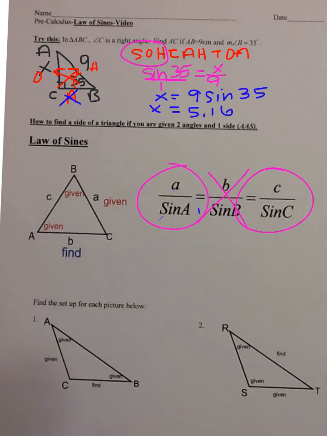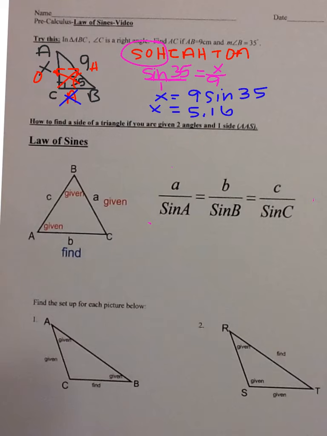So it depends on what you're given. We don't use all three though. We only use two out of the three to make the proportion. And the letters will change according to what letters are being used in the triangle. So let's see what we have here in this triangle, triangle ABC.